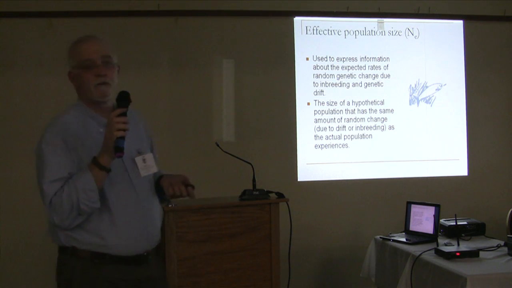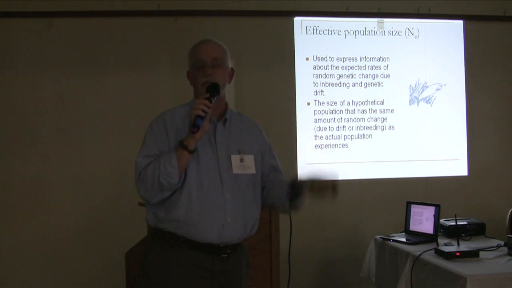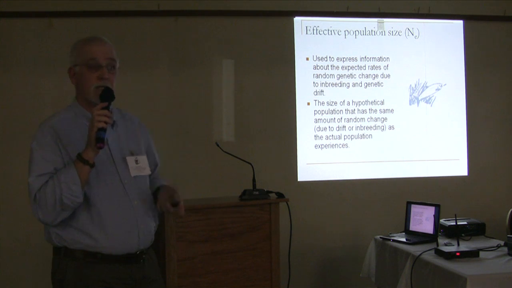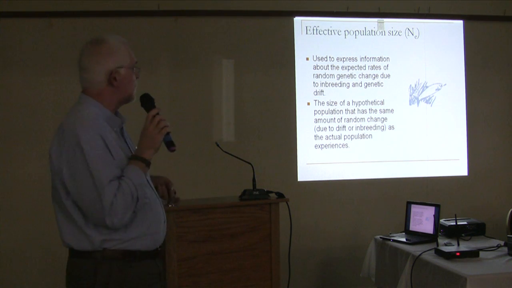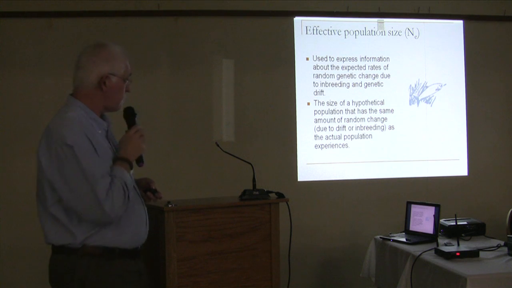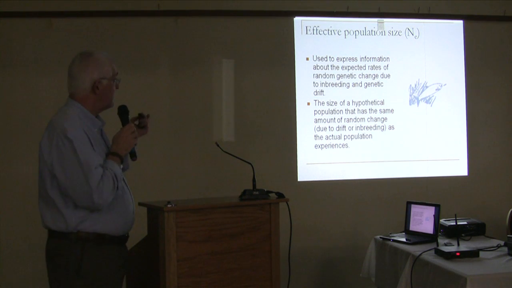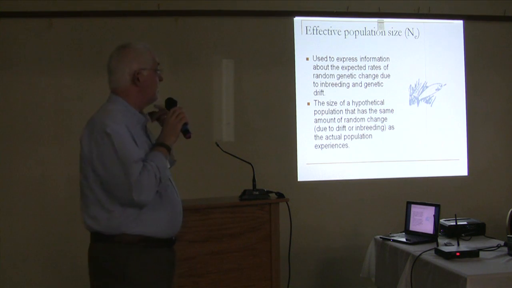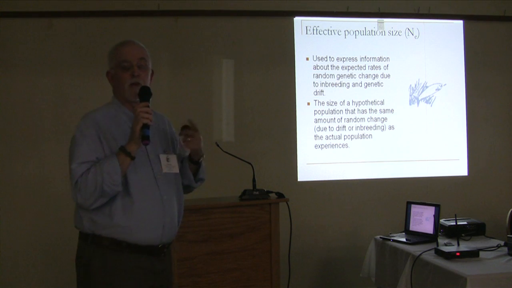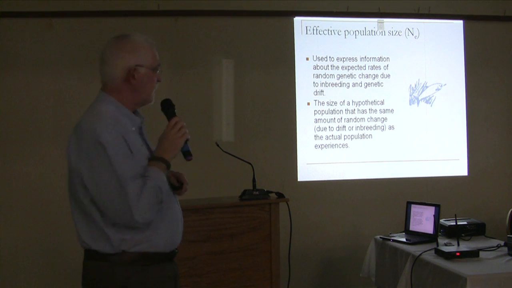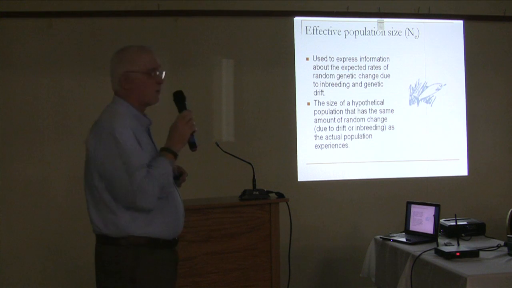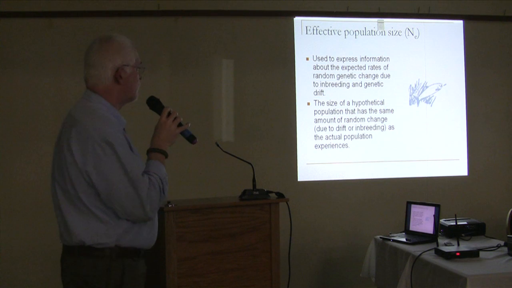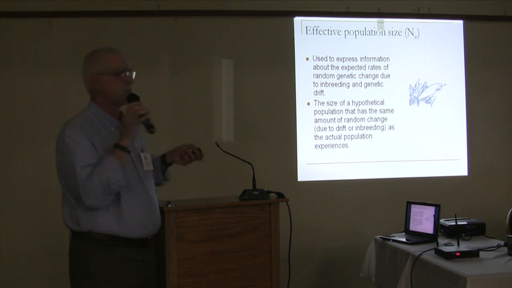There's lots of ways to count the number of individuals in a population. You could just count them. You might be interested in the density of that population. But for genetic purposes, we use a measure called effective population size. Effective population size is used to express information about the expected rate of random genetic change that occurs in a population, and it's also the size of a hypothetical population that has the same amount of random change due to drift and inbreeding as the actual population experiences.